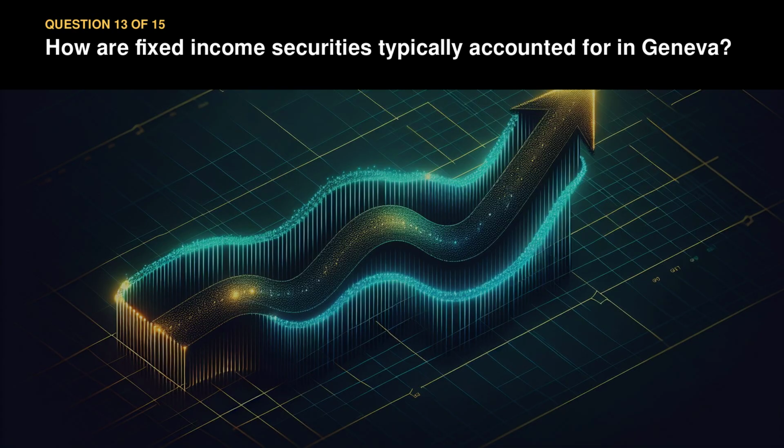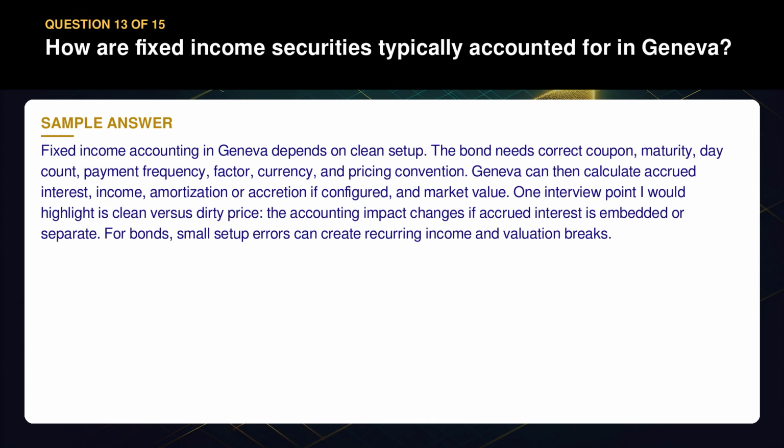Question 13. How are fixed income securities typically accounted for in Geneva? Fixed income accounting in Geneva depends on clean setup. The bond needs correct coupon, maturity, day count, payment frequency, factor, currency, and pricing convention. Geneva can then calculate accrued interest, income, amortization or accretion if configured, and market value. One interview point I would highlight is clean versus dirty price. The accounting impact changes if accrued interest is embedded or separate. For bonds, small setup errors can create recurring income and valuation breaks.